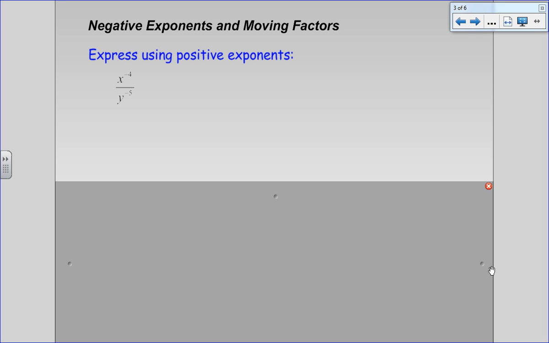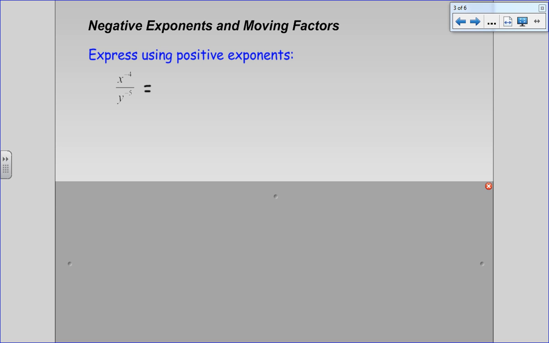In this video, we will explore two properties of negative exponents that are very useful when simplifying expressions containing negative exponents. First, let's look at the fraction shown on the slide, x to the negative fourth over y to the negative fifth. We want to express this fraction using positive exponents.